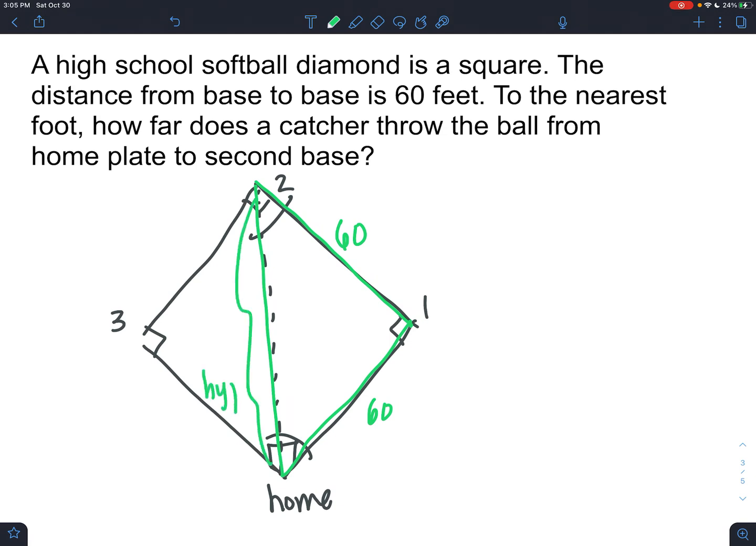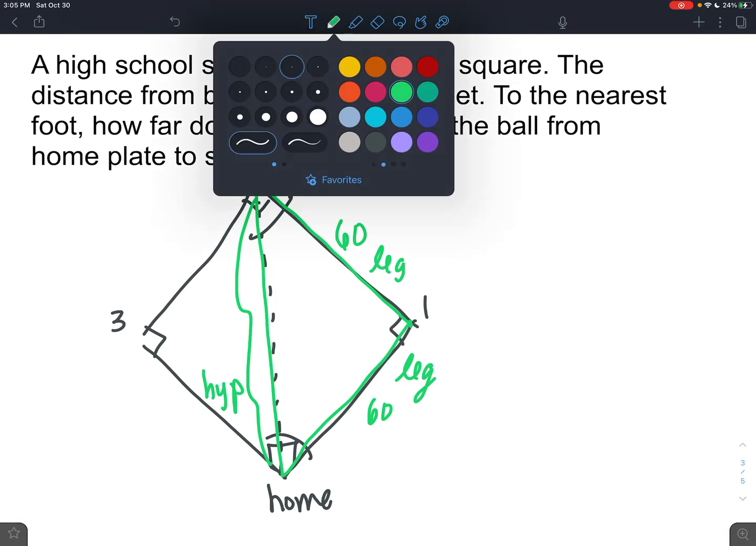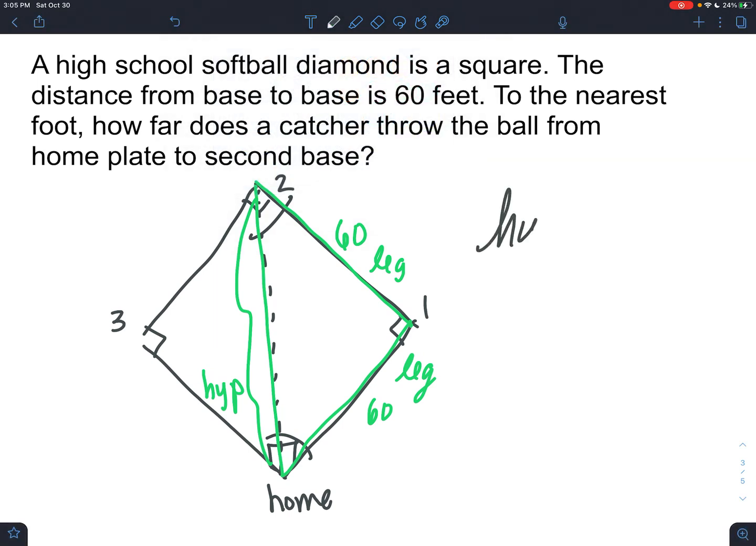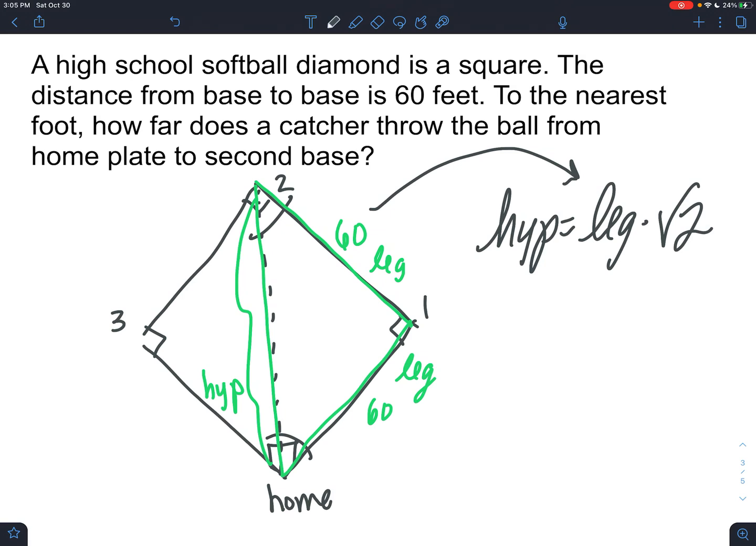So I call that the hypotenuse. And I call these legs. So if you remember our equation, hypotenuse is the leg times square root 2. All you got to do is just say, hey, 60 is the leg, and you're done.